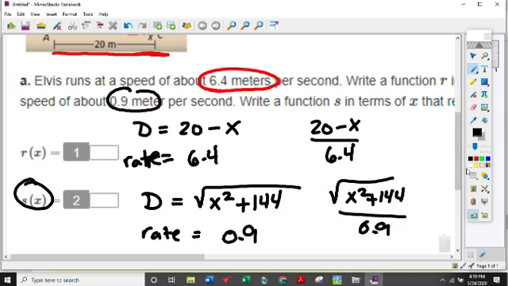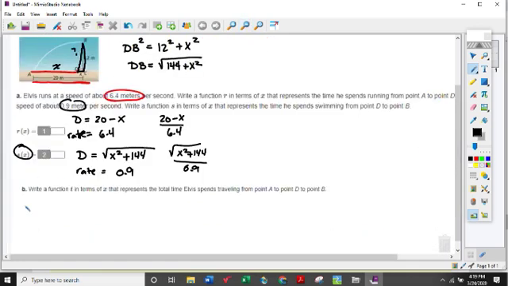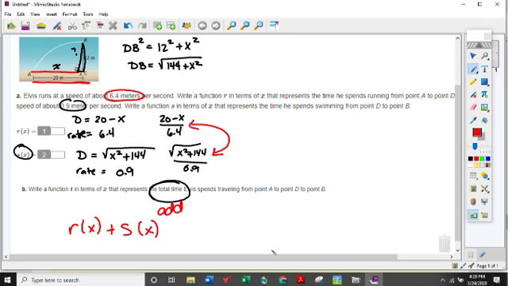and there's your answer. Okay, now for the next part, write a function in terms of x that represents the total time. Well, what does total mean? Total means to add. So write an equation that takes r of x plus s of x. So basically take these two and put a plus sign between them, and you're good to go.